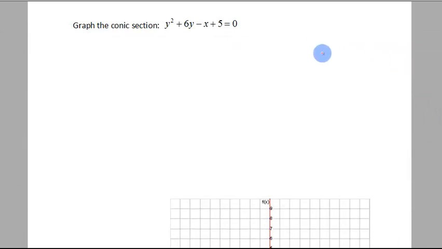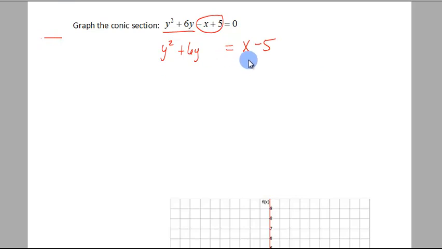Okay, here I'm going to do a short video on how to graph a parabola. Well, you need to get it in the right form. So the right form of a parabola, we have y squared and a 6y, so I'm going to have to complete the square on those two. So I need to get rid of these guys. So y squared plus 6y equals x minus 5, right? So add an x, subtract a 5.